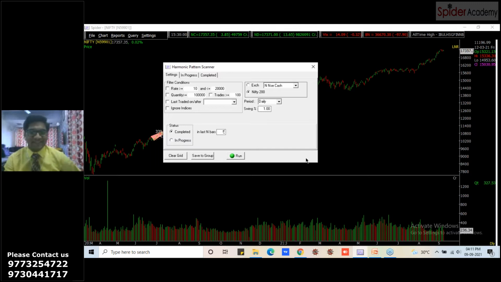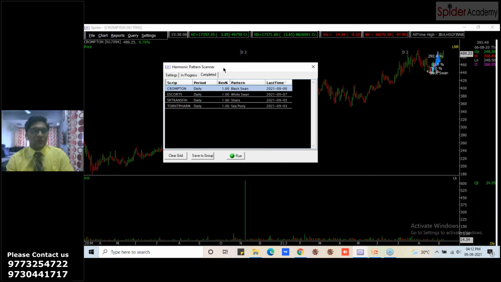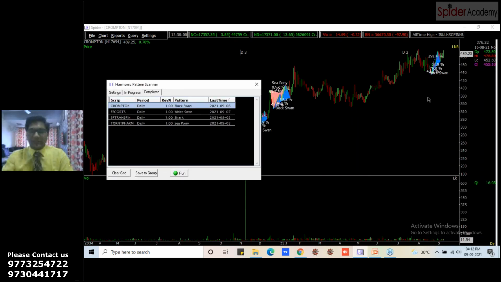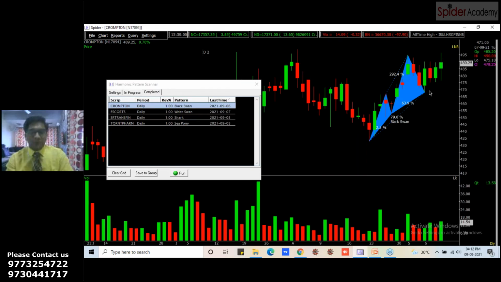Okay, so here we have the first option, that is for completed in the last n bars. Now I click on run. As I click on run, it has scanned all the harmonic patterns formed in the last 5 days. If I click on a script name, let's say Crompton, we can see on the recent candles, in the past 5 days, a blue pattern has been formed.